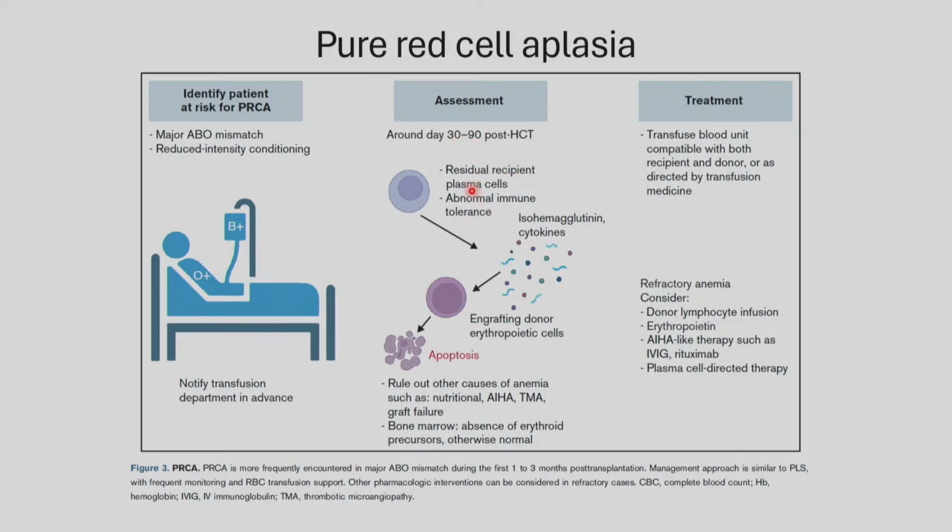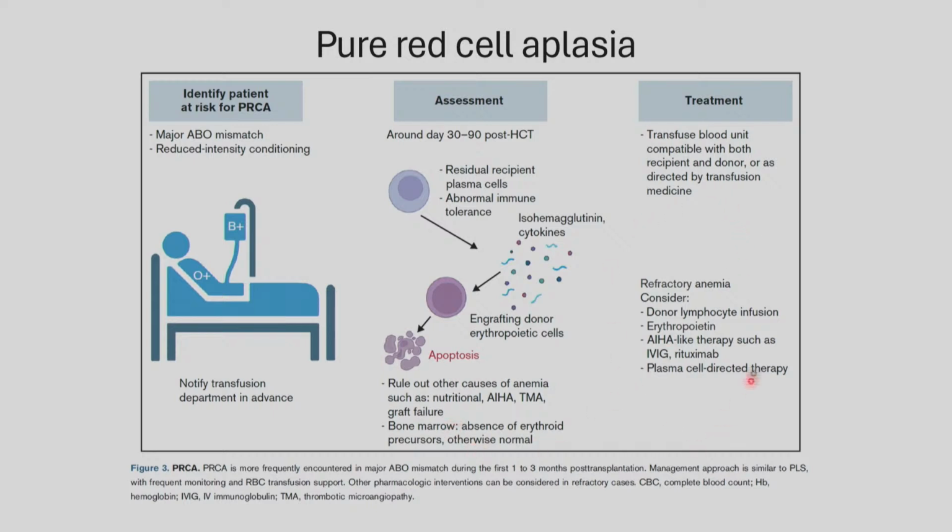So the plasma cells and the abnormal immune tolerance lead to production of more antibodies and cytokines, which in turn destroy the engrafting donor erythroid cells, which leads to PRCA. But here the most important thing is we should not only think about PRCA. There are other differential diagnoses which we need to consider, because the most troublesome and devastating complication is TMA, which has severe, high mortality rates. So we need to be very alert when we are dealing with PRCA, because we need to rule out other differential diagnoses like TMA. And graft failure also, because it's a very important entity which we often miss out, focusing on the hemolysis component leading to PRCA.